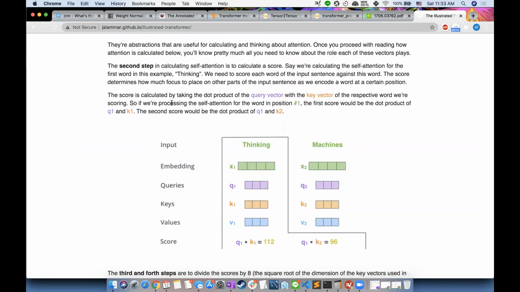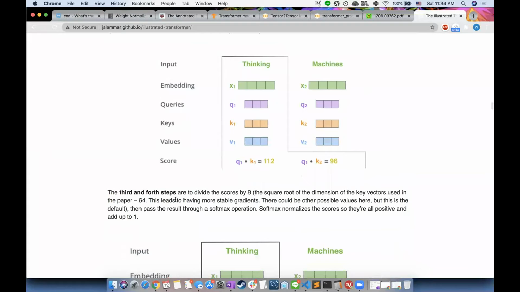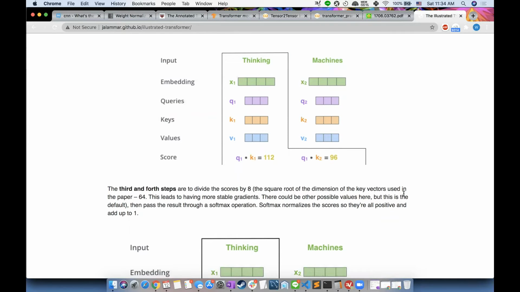Okay, so if we're processing the self-attention for the word in position number 1, the first score will be the dot product of Q1 and K1. Again, right here, 112, that's the result. The second score will be the dot product of Q1 and K2, 96 as the result. Okay, and the third and fourth step are to divide the score by 8, the square root of the dimension of the key vectors used in the paper, 64.